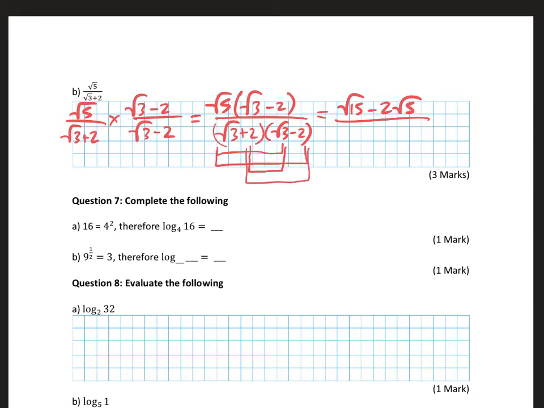Root 3 times by root 3 is going to be 3. Root 3 times by negative 2 is going to be negative 2 root 3. 2 times by root 3 is going to be positive 2 root 3. And 2 times by negative 2 is going to be negative 4.